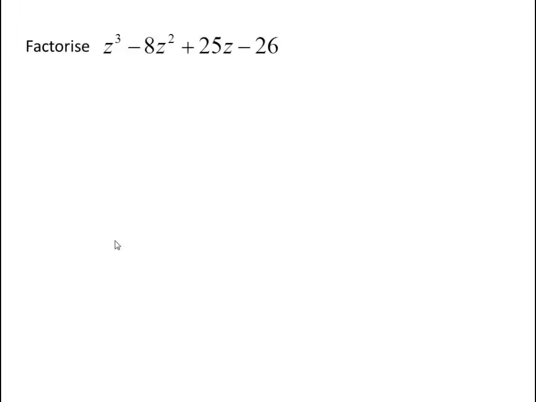And this all relies on what we call the factor theorem. And the factor theorem says, if the polynomial of a equals 0, then z minus a is a factor. So I'm looking for a number that I can substitute in to this polynomial that will give me 0. Now the number that I'm going to substitute in today is 2.